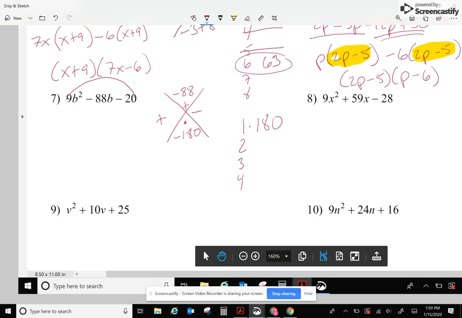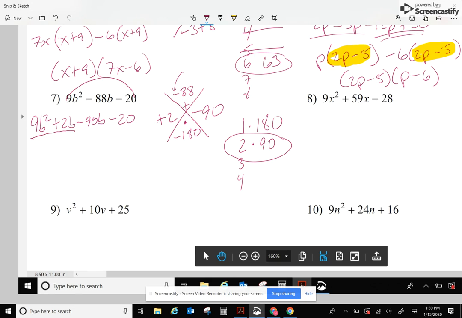For this list, I'm going to go as far as I need to go. So I'm thinking 180 divided by 2 is 90. When I subtract them, it is 88. So that's what I'm looking at. Plus 2 minus 90. In this case, the bigger number has to be negative. All right, so I'm just going to go 9b squared plus 2b minus 90b minus 20.